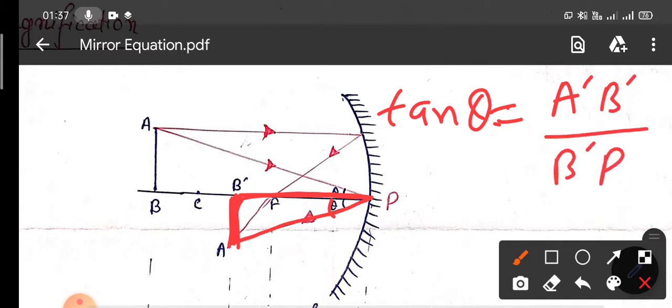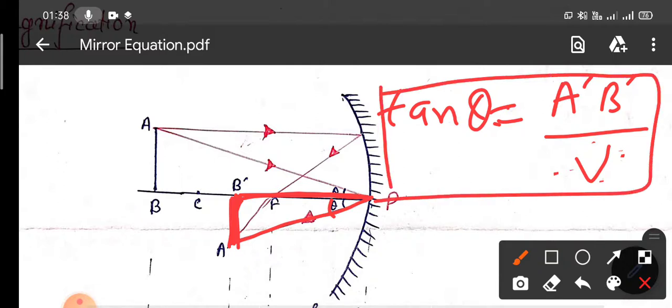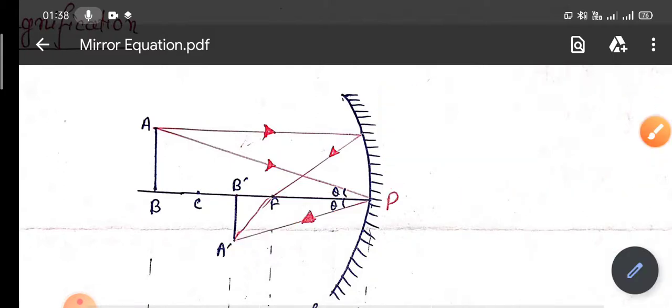And what is the value of B'P? The value of B'P is your image distance v. So in place of B'P you can write v. So your second equation is tan theta is equal to A'B' by v.